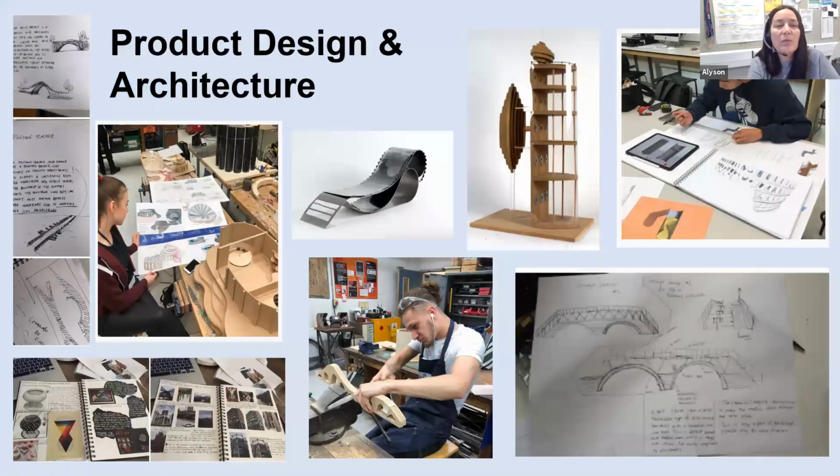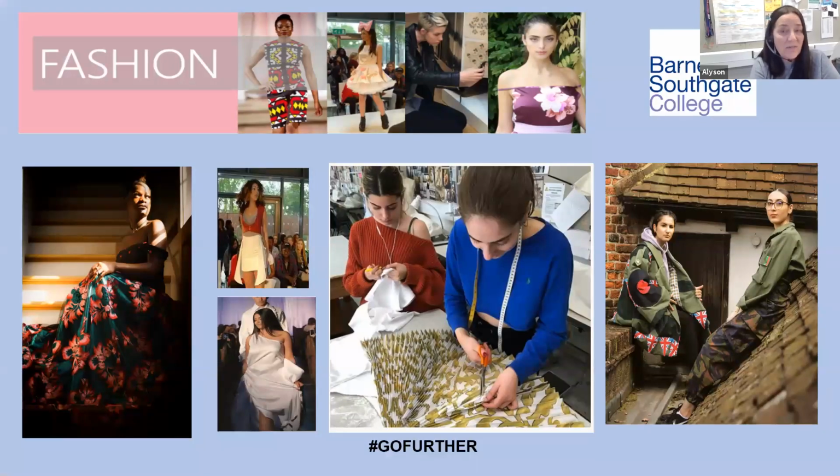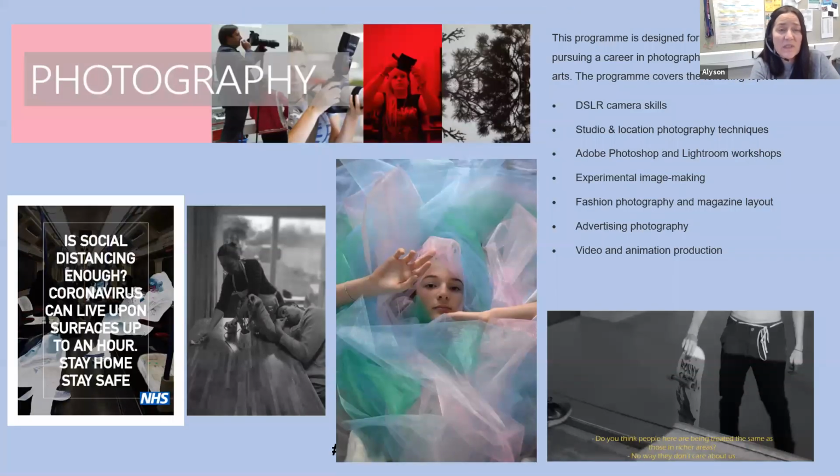We also have within the area specialist courses, so they are product design and architecture. We also have fashion, and we also have photography. The difference with these three courses is that they're all level 3 courses. You can progress to any one of these courses, as with any of our level 3 courses, having come up through the level 2 pathway or just coming straight in from doing GCSEs at school.